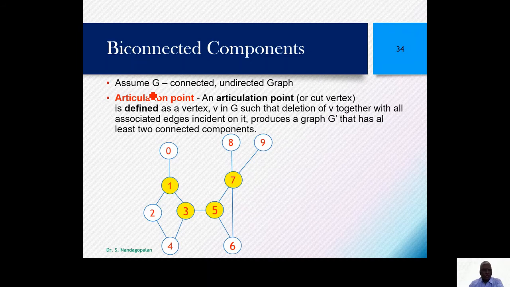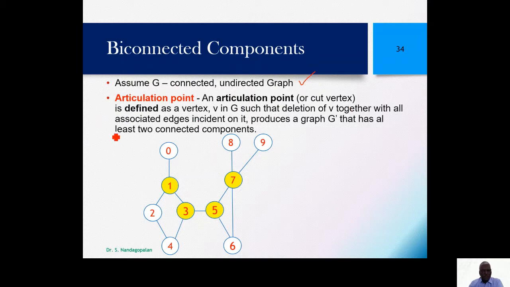as biconnected components. And before we actually show you the biconnected component example, let's first understand what is known as articulation point, because all these definitions are going to be used in the explanation of biconnected components. So let us assume a connected undirected graph. This is again an assumption and it is mandatory. OK, so now what is an articulation point?